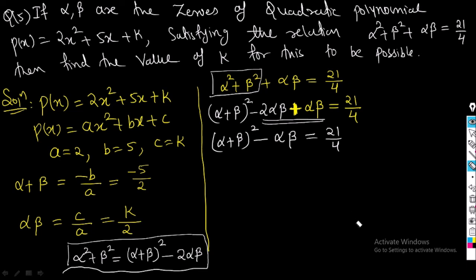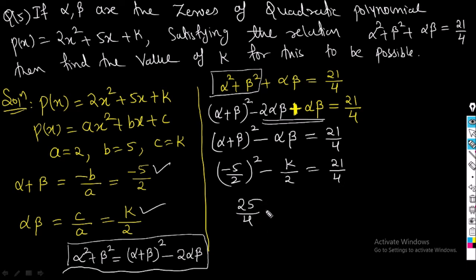Now substitute the values here. Alpha plus beta is minus 5 by 2, so minus 5 by 2 whole square, and alpha into beta is k by 2, minus k by 2, is equal to 21 by 4. So minus 5 by 2 whole square means 5 5s are 25, 2 square means 4, minus k by 2 as it is, 21 by 4 as it is.